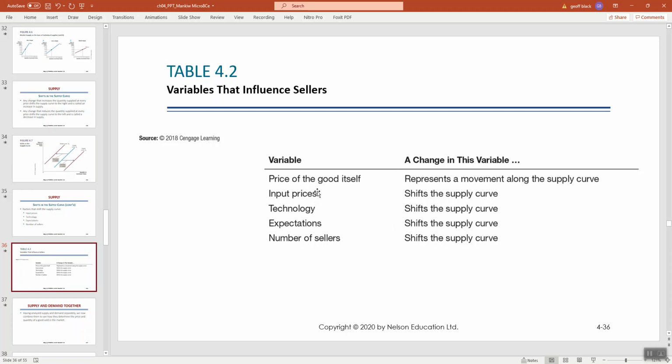Okay, input prices. If the price of cream goes way down, well then, it's not a change in the price of ice cream, it's a change in the price of cream, which would have a corresponding change in the quantity supplied of ice cream. So that would be a shift to the right, if that was the case, okay? Because it's an input good, it's not the good itself.